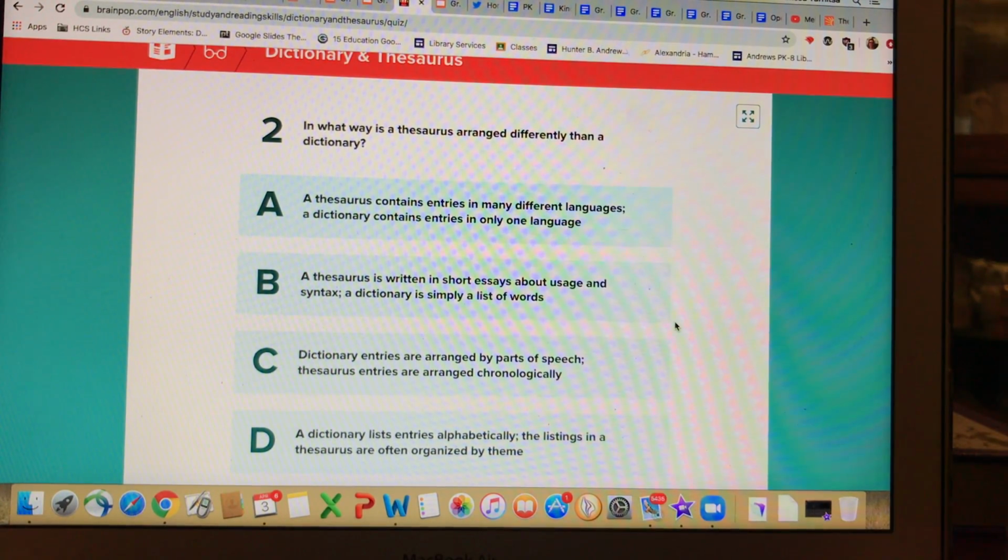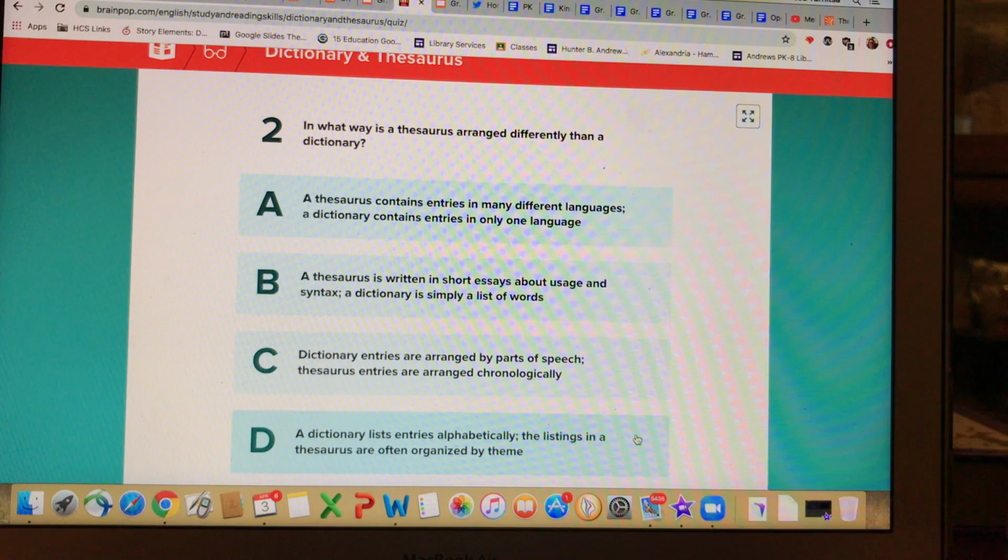Number 2, in what way is a thesaurus arranged differently than a dictionary? Well, a thesaurus contains entries in many different languages, and a dictionary contains entries in only one language. No, that's not true. B, a thesaurus is written in short essays about usage and syntax. A dictionary is simply a list of words. No, that's not true. Dictionary entries are arranged by parts of speech. Thesaurus entries are arranged chronologically. Nope, that's not true. A dictionary lists entries alphabetically. The listings in a thesaurus are often organized by theme.